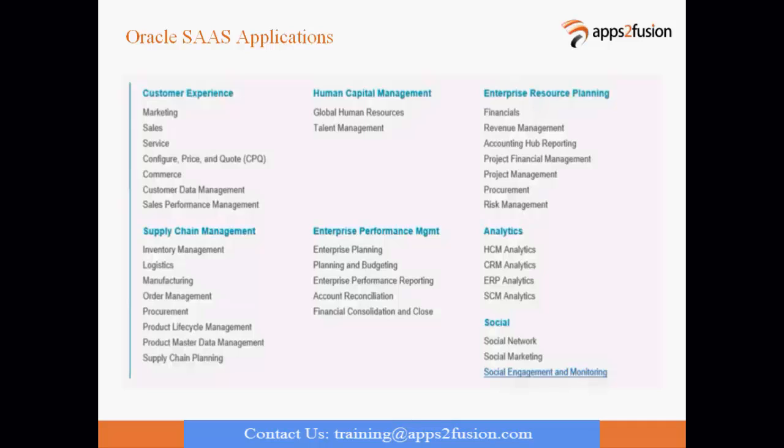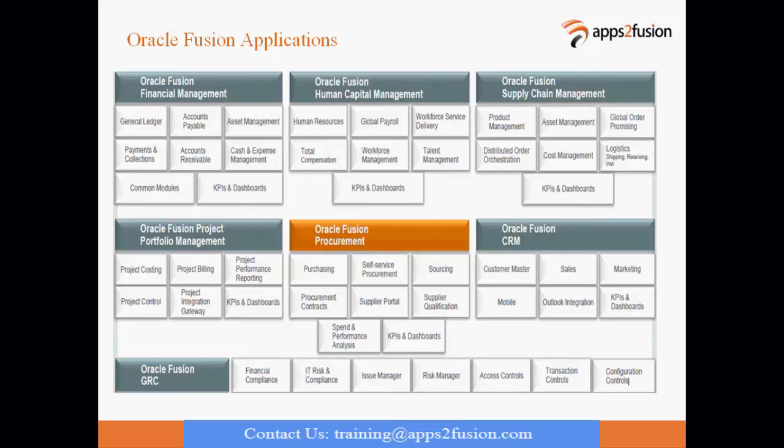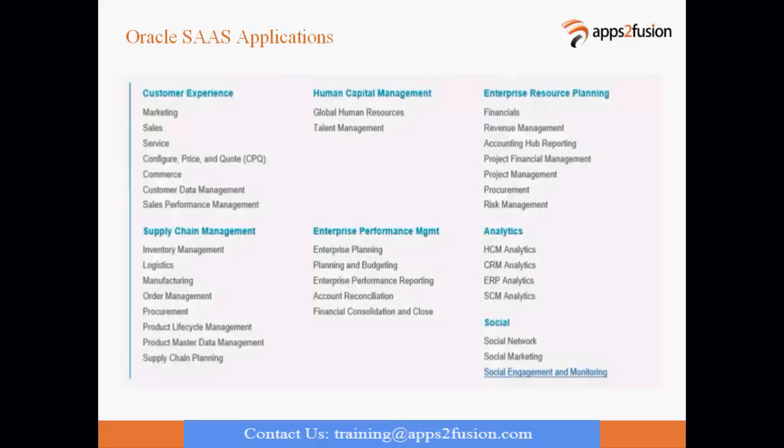So recently, Oracle had changed this offering. Earlier, all these were available within these pillars. Now, for example, we have the Enterprise Resource Planning pillar. In this pillar, we have financials, revenue management, and Accounting Hub reporting. So we have Fusion Accounting Hub reporting, wherein we could do some reporting. We have financial management, project management, procurement. So all this comes under the ERP pillar now.